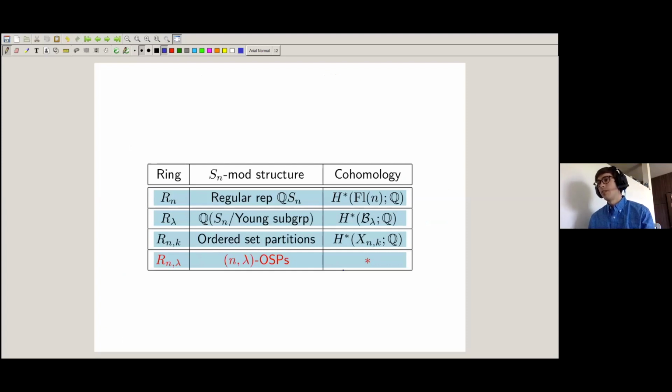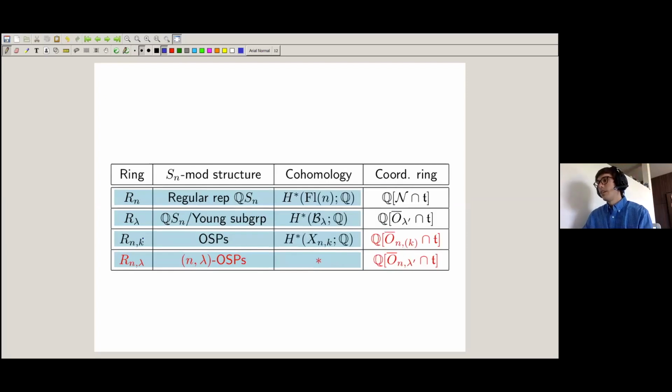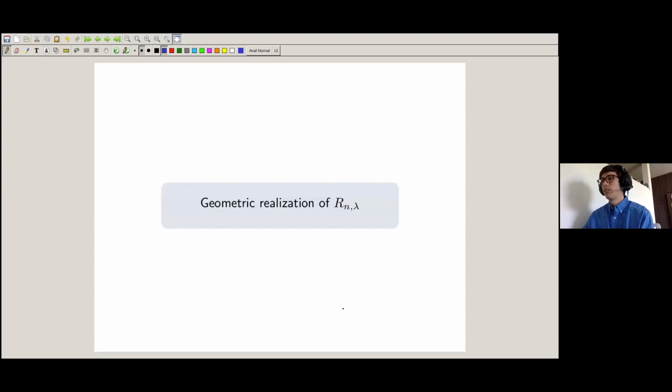Okay, so far we've seen these 4 families of rings. I've kind of run out of time, but there's also this other story in terms of a coordinate ring. I was able to realize this ring Rn lambda as the coordinate ring of a certain scheme-theoretic intersection. So let me just show you the slide. This is a geometric realization of Rn lambda.